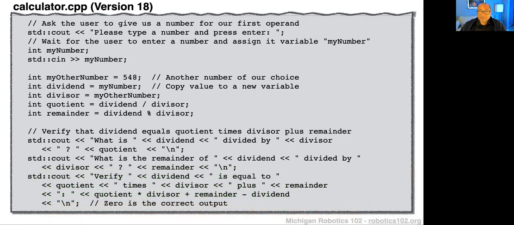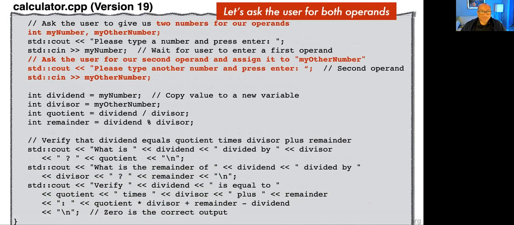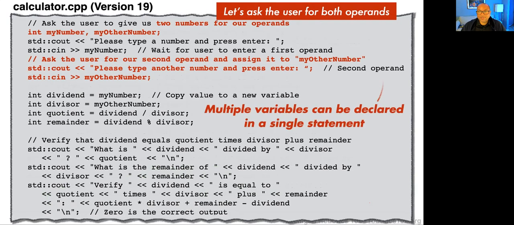So let's get rid of our last magic number. We're going to ask the user for both operands. The same way I use cin to get my first number, my first operand, I'm going to use that to get my second operand as well. That's the change that I made here. I should also note, important note, I can declare multiple variables in a single statement, and I just use a comma. So I can say int variable1, variable2, and declare both of those. That's very helpful for conserving space, because we're going to need it for a lot of our programs.